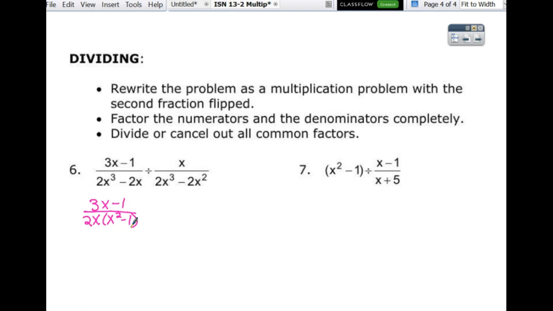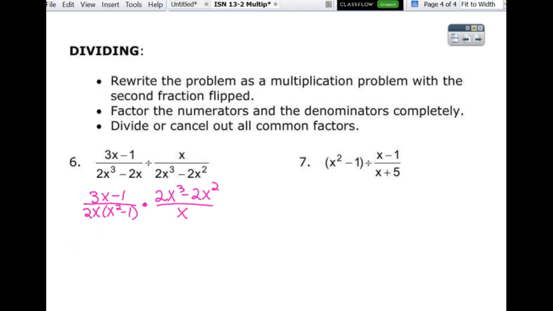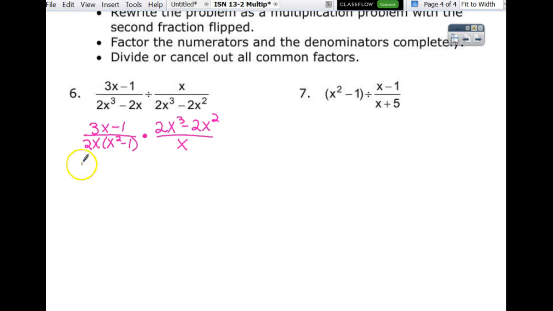So what I'm going to do, I'm going to take my division sign and change it to multiply. And once I change it to multiply, I'm going to flip the second one, just like any other expression. So now I'm going to leave this, the 3x minus 1, and I'm going to leave the 2x. X squared minus 1 is a perfect square, so that factors to x plus 1 and x minus 1.